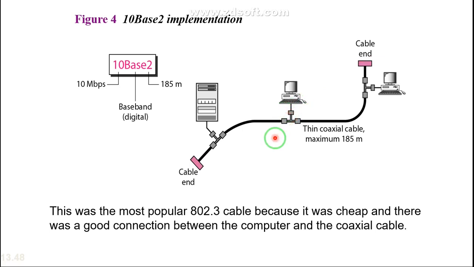And over here, the collision occurs in this thin coaxial cable. Also, the implementation is more cost effective than your 10Base5, because this coaxial cable is very, very much less expensive than your thick coaxial cable.